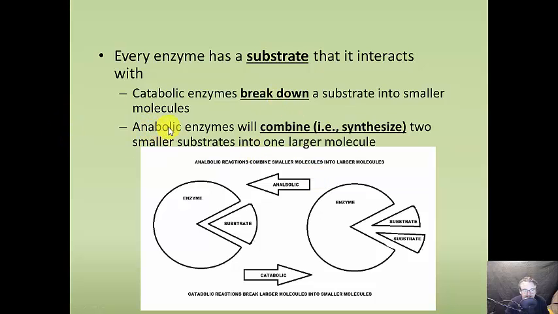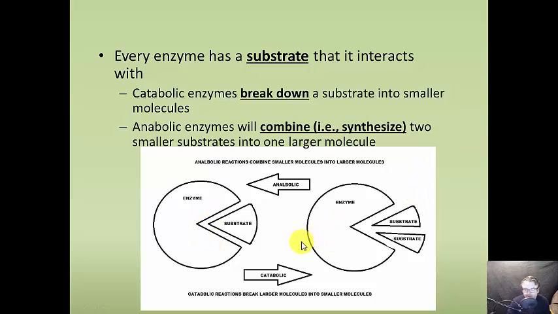On the other hand, we have what's called an anabolic enzyme, and in that sense it does a synthesis reaction, or it combines two smaller substrates into one. In this figure here, you're looking at it going from right to left, where we start with two substrates and they join together to create one larger substrate. So many enzymes function in one of these directions.